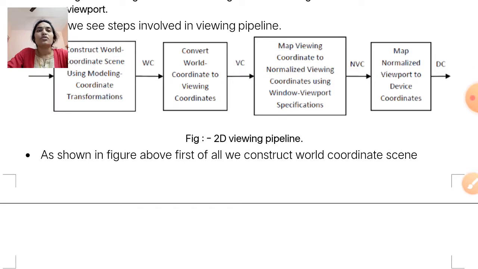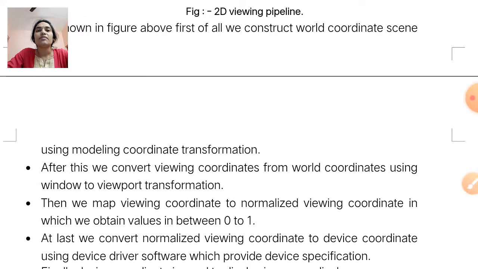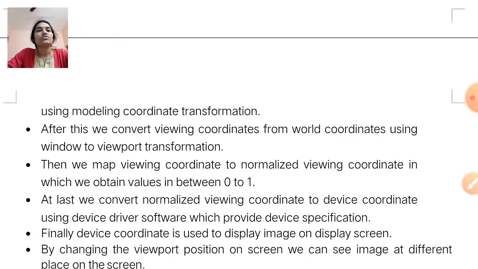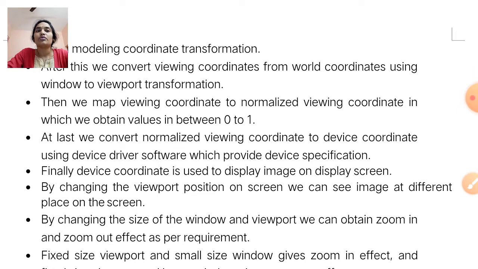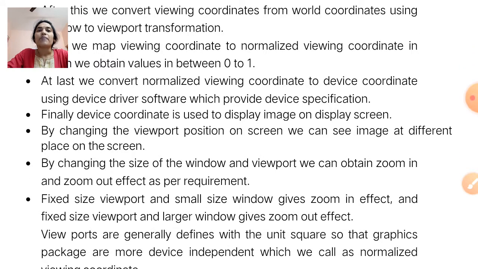As shown in this figure, we construct the world coordinate scene using modeling coordinate transformation. After this we convert world coordinate to viewing coordinate using window to viewport transformation. Then we map viewing coordinate to normalized viewing coordinate, in which we obtain values between 0 and 1. At last, we convert normalized viewing coordinate to device coordinate using device driver software, which provides device specification. Finally, device coordinate is used to display the image on the display screen.